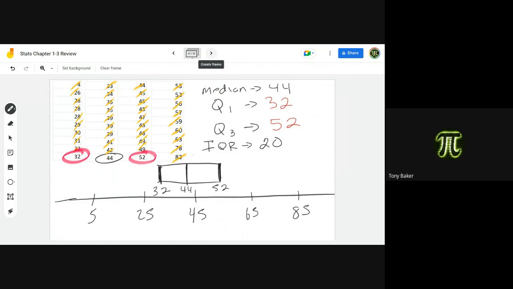Your 5-number summary is your quartiles, Q1, the median, and Q3, and the min and max. So my min is 4, and my max is 83. So that's your 5-number summary.